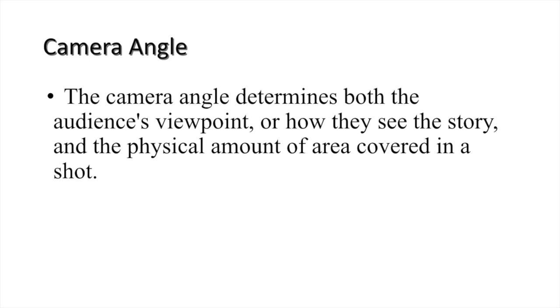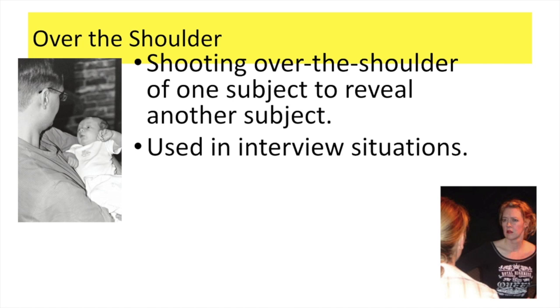All right, next we're moving on to camera angles. The camera angle determines both the audience's viewpoint and how we see the story, and the physical amount of area covered in a shot. Now, I would say the shot types that we just reviewed are kind of like how far or how close you are to a subject, whereas a camera angle is the position of the camera, the actual angle, like in math. So that's what a camera angle is.